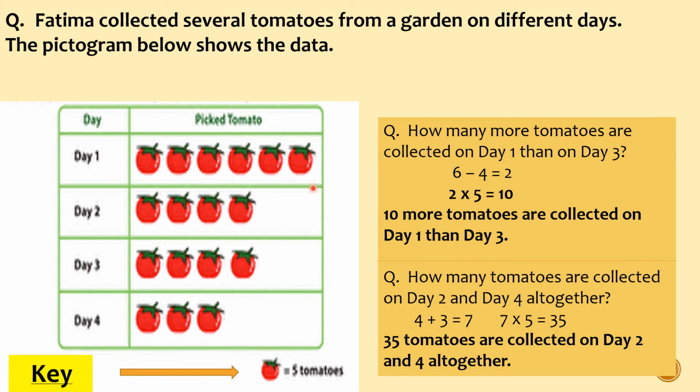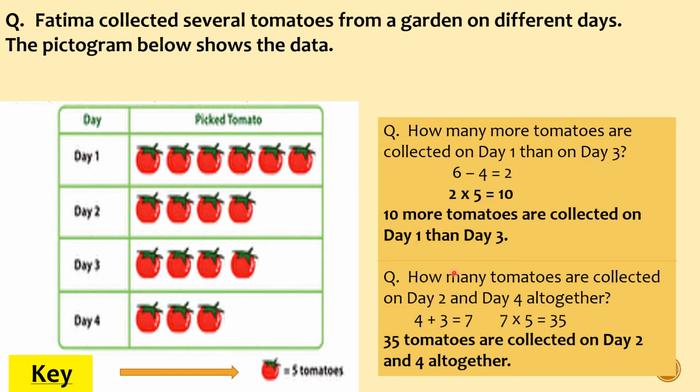So there are two ways you can do this. Either you multiply all the tomatoes by 5 initially, that is 30 minus 20, or you can use the shortcut method, which is much easier. First you do 6 minus 4, and then you multiply your answer with the real key, which is multiply by 5. You would get the same answer. It's up to you. Either you go for the multiplication in the starting or in the ending.